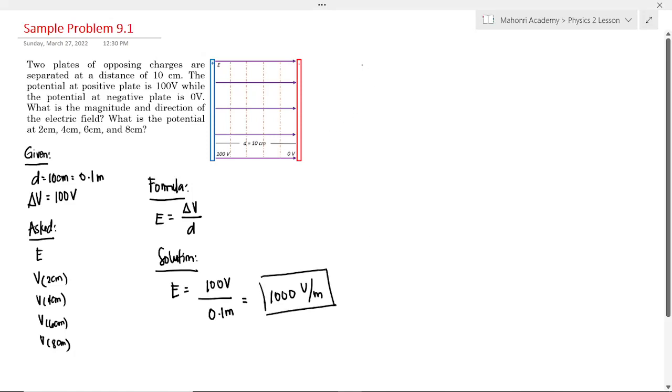Next, we are going to solve for the V, or the electric potential, at 2 centimeters. How are we going to solve this? Well, basically we just have to solve for V right here. So let's have this as our 0 centimeters, then 2 centimeters, 4 centimeters, 6 centimeters, 8 centimeters, and 10 centimeters.